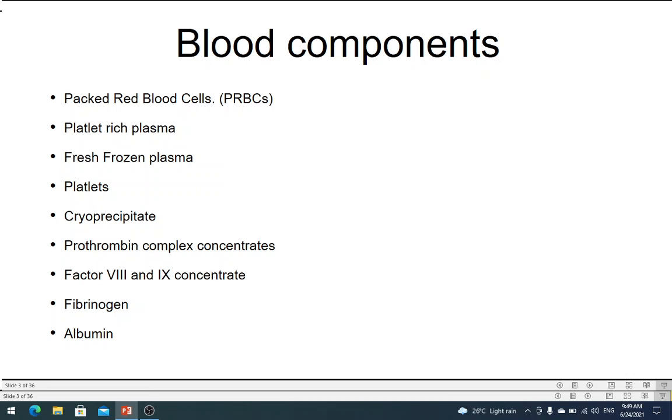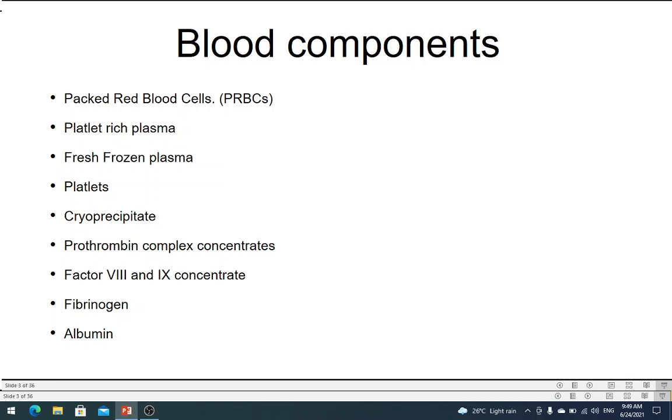Fresh frozen plasma contains all the other components of the blood. It does not contain RBCs, it does not contain platelets. It contains all the coagulation factors. That is the greatest advantage of fresh frozen plasma. Besides, it contains albumin and all that. So if you want to give albumin, probably you can use fresh frozen plasma, but it is a waste of a resource. You can give albumin in other ways, or proteins and others.